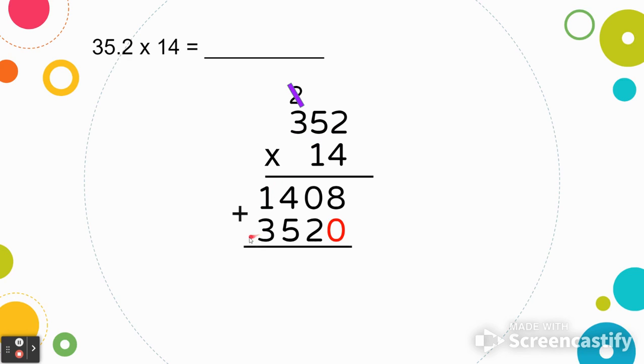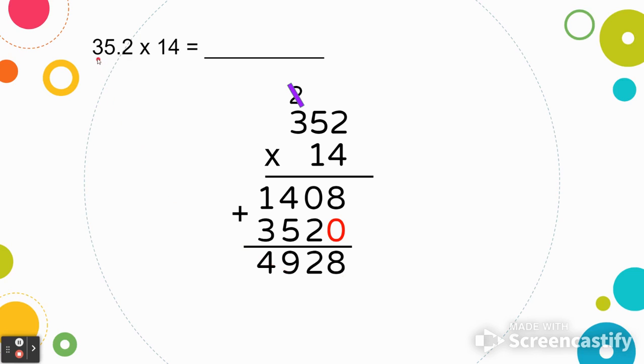Now let's add these two products together. 8 plus 0 is 8. 0 plus 2 is 2. 4 plus 5 is 9. And 1 plus 3 is 4. But our answer is not 4,928. We need to remember to include the decimal.